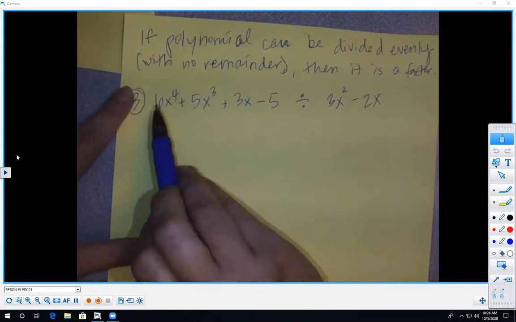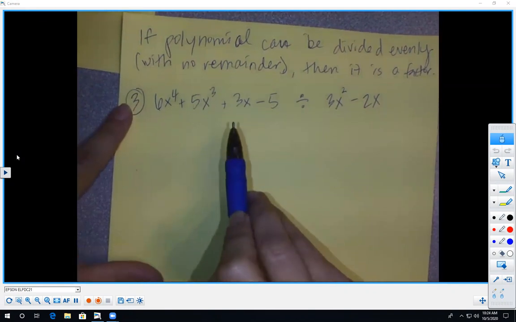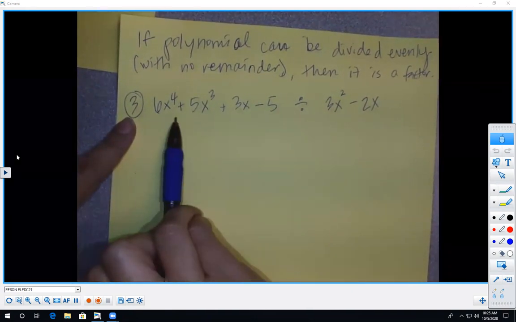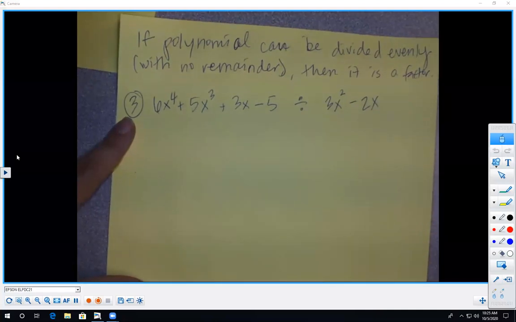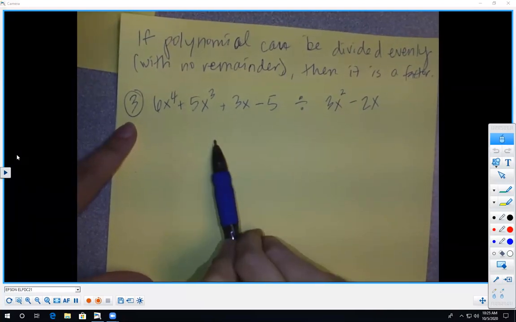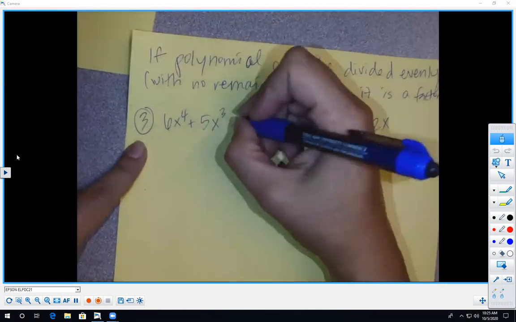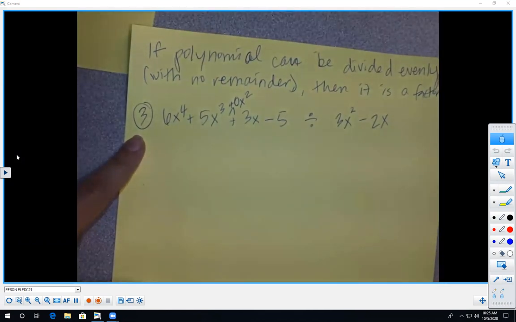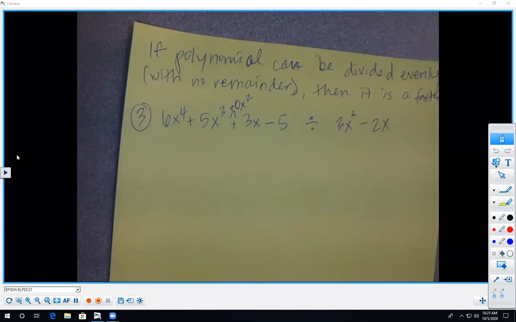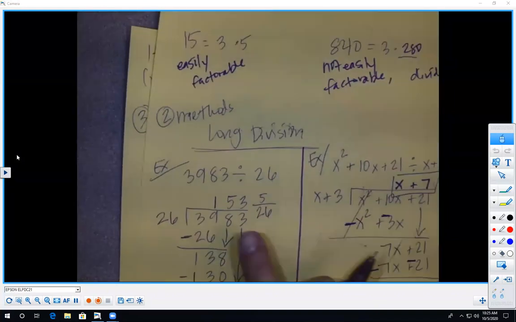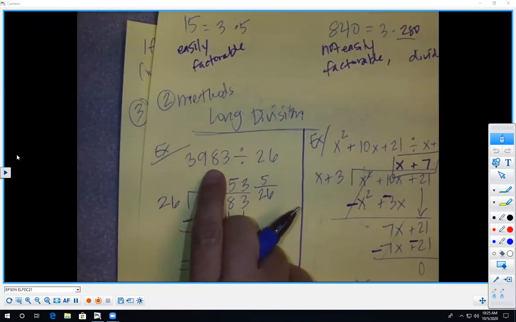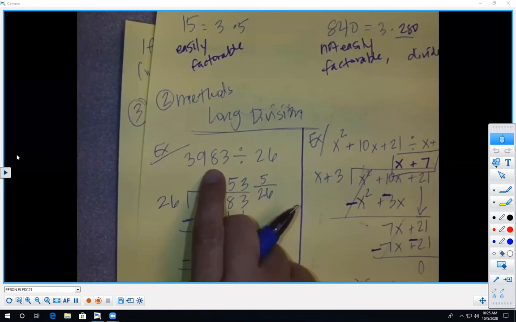So in this case, I have x to the 4th, I have x to the 3rd. Do I have an x squared? No. If you are missing one of your terms, this has to be in descending order with every single exponent. If you're missing one, you have to put a placeholder in. So you have to add in plus 0x squared. This should make sense because with normal long division, if I didn't have any tens, what would be there in the tens place? A 0. Numbers already have placeholders in them.